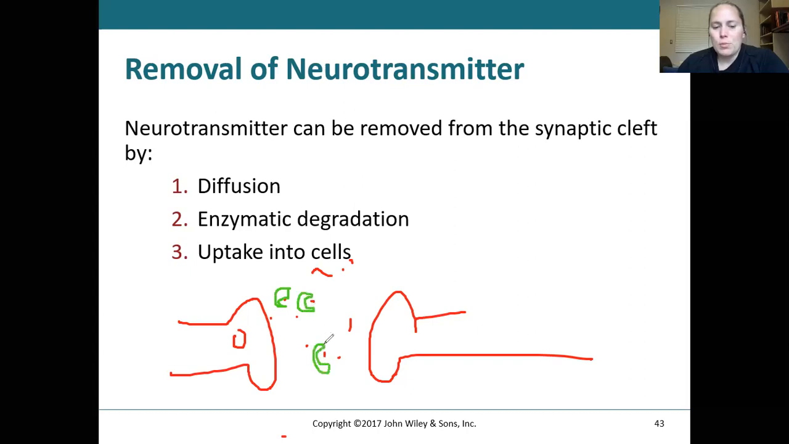It's kind of cool. So it breaks down that neurotransmitter and gets rid of it. So no more neurotransmitter, little Pac-Man enzymes have broken it down. Last way is uptake into cells.